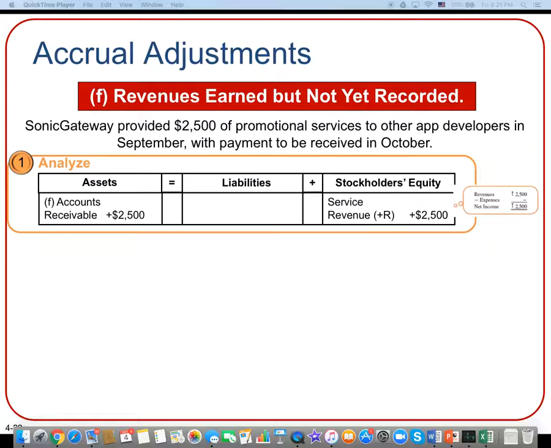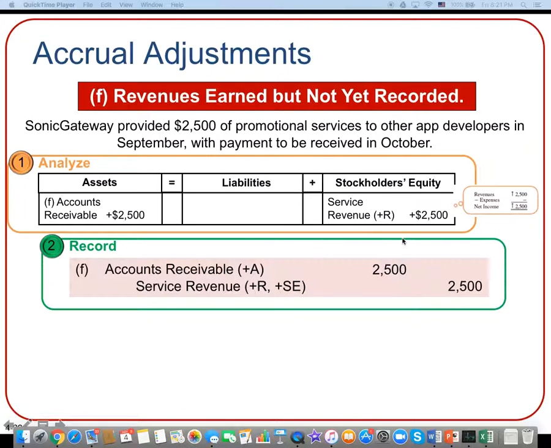And then because you have not received your cash yet, you have to accrue for it. The accrual would be an increase in accounts receivable, because now the customer owes you. You have the right to collect $2,500 from your customer. At the same time, you already earned your revenue. So that's the accrual adjustment that we need to make.